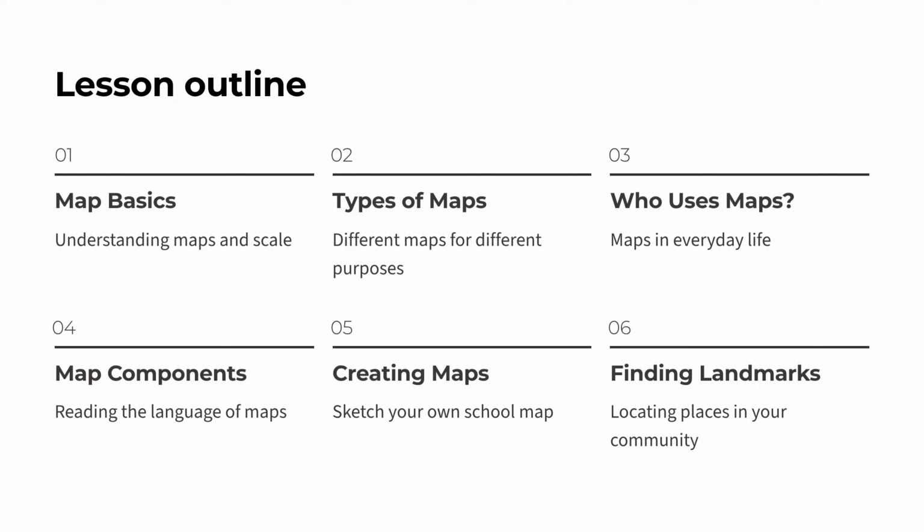Then, we will try creating our own map, like sketching one of our school compound. Finally, we will practice finding landmarks, how to describe where important places are in our community. By the end of this lesson, you'll understand how maps help us find our way, plan, and explore the world around us.